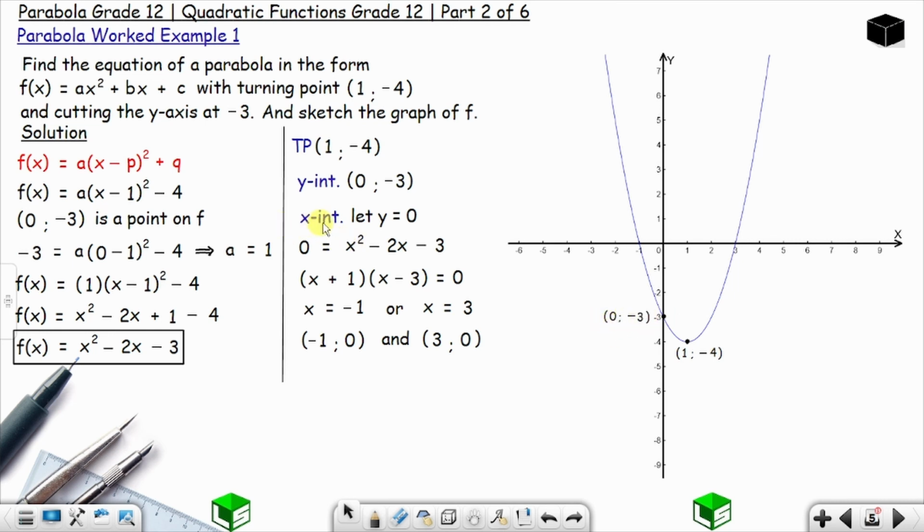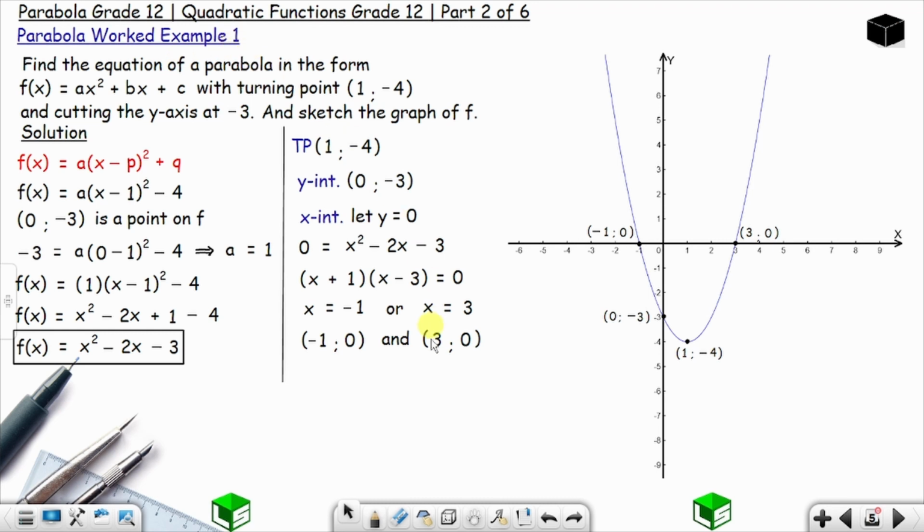And you also have the x-intercepts. You have this one. You can see the parabola is cutting the x-axis at negative 1, that point. So the coordinates here are negative 1 and 0. And you have this. The parabola is cutting the x-axis at 3. At that point, the coordinates are 3 and 0. You can see that. So this is how you can draw the graph of a parabola. Okay, now let's look at example 2.